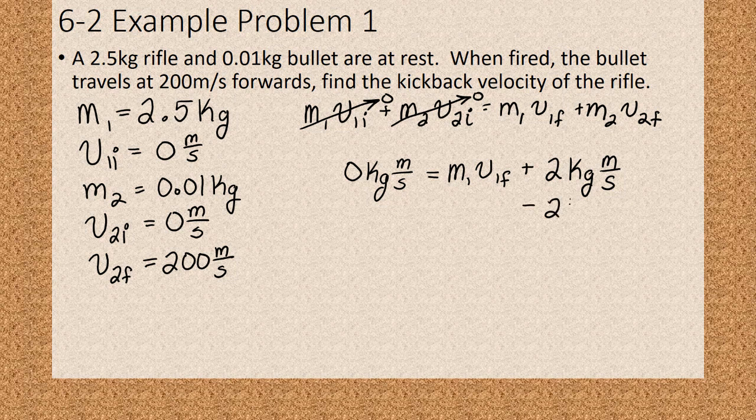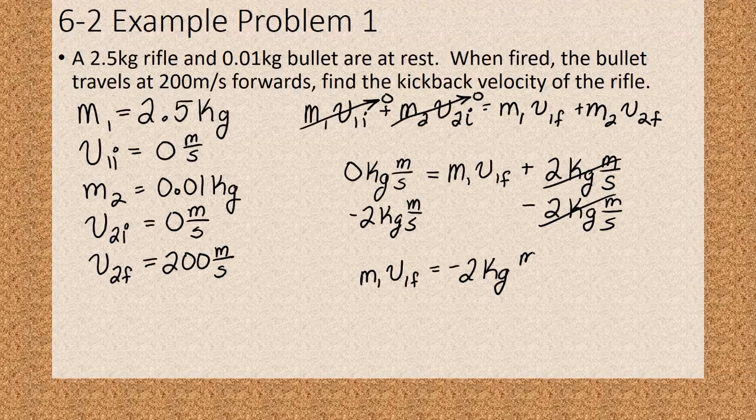So subtracting that from both sides, we'll get rid of it on the right, and it'll give us M1 V1 final equals negative 2 kilogram meters per second. Dividing both sides by M1, which is 2.5 kilograms, we get that the final velocity, let me rewrite that to make it a little neater, is negative 0.8 meters per second.